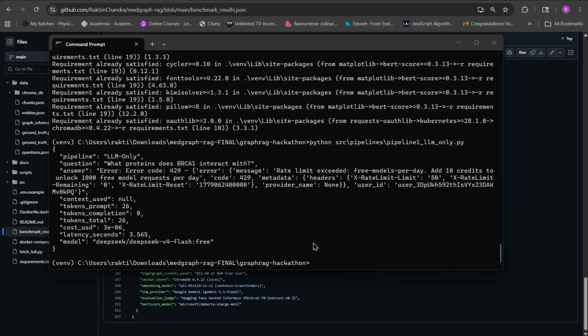Pipeline 2 is what most production teams use today. ChromaDB vector embeddings with semantic similarity search. We retrieve the top 5 most similar chunks and inject them into the prompt as context. This is the industry standard approach.